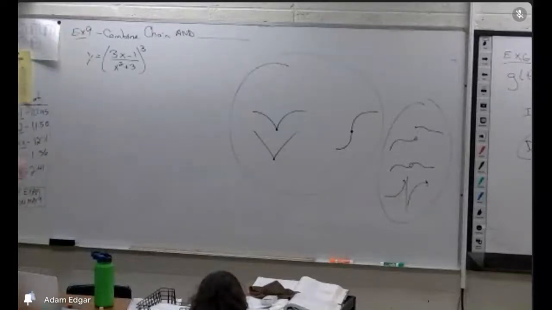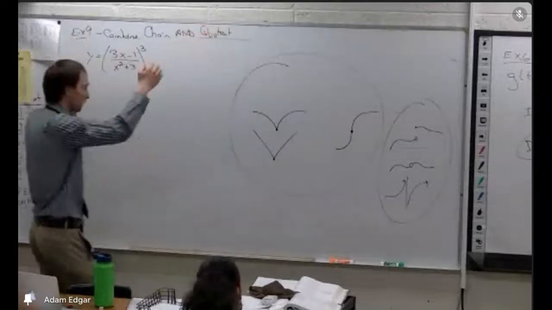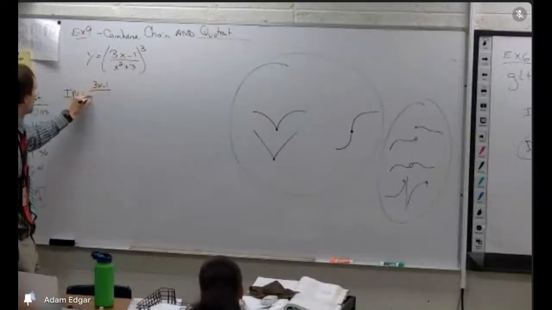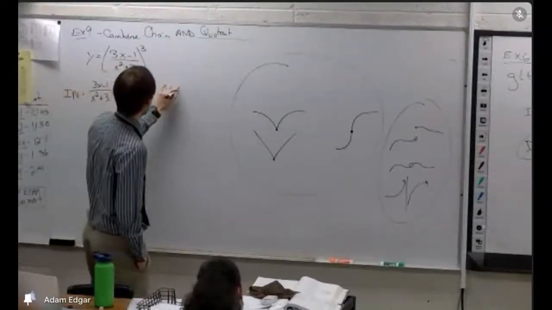So this is also clearly chain and quotient because you have a fraction involved with something inside of something. In my opinion, this is less obnoxious than what we just did. So when you have the fraction and the whole fraction is inside and getting raised to some power, it's not so bad, I think. What's your inner part? 3x minus 1 over x squared plus 3. And then your outer part is m cubed.